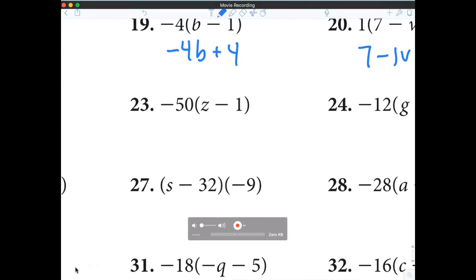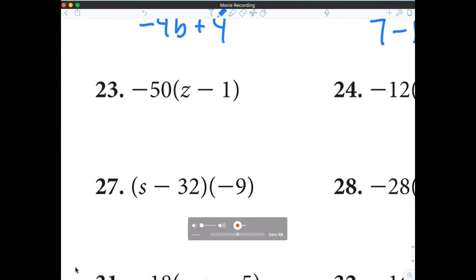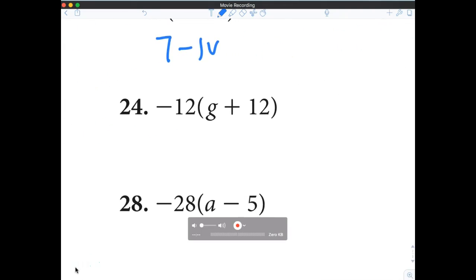All right. Now, 23, Carly, go. Negative 50z. Yes, good job, girl. Yes, nice. Negative 50z plus 50. Thank you. All right. Allison.